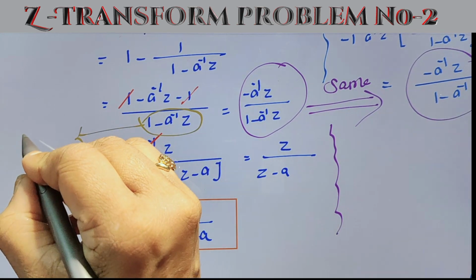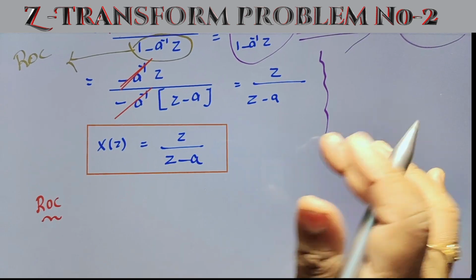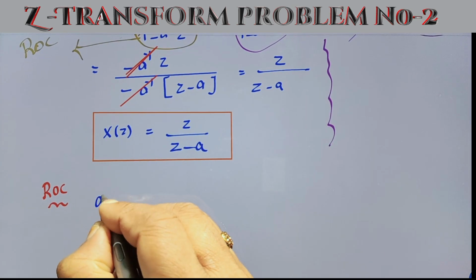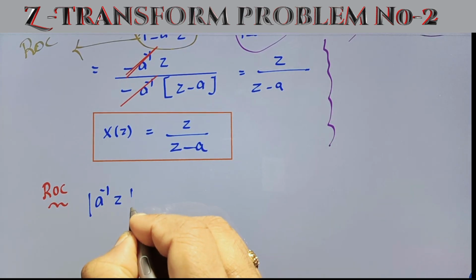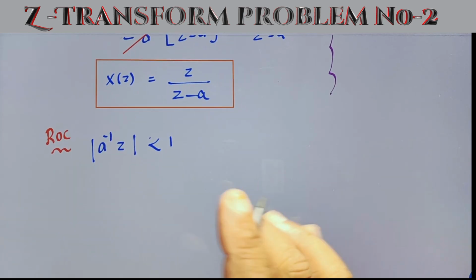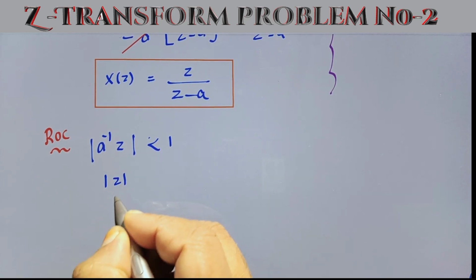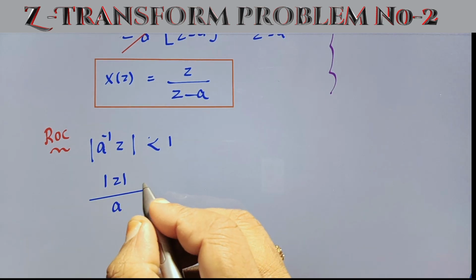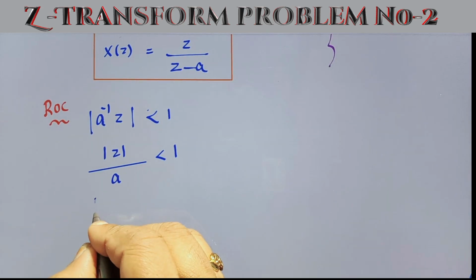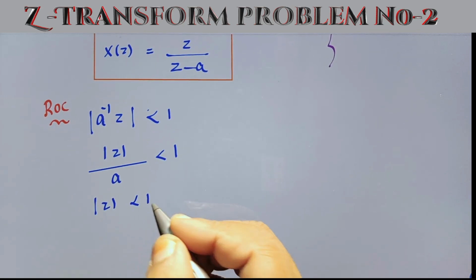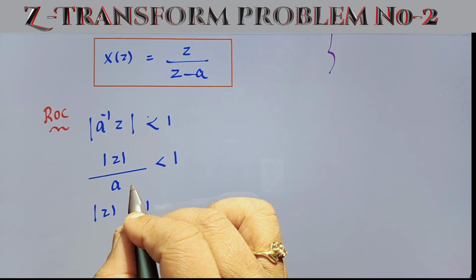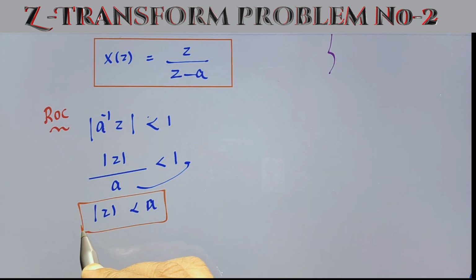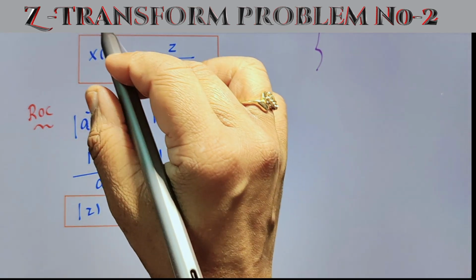1 minus a term for ROC. Okay, so take the term 1 minus the term a inverse z. So, modulus of a inverse z less than 1. So modulus of z divided by a inverse can be written as 1 by a, right? So less than 1. So modulus of z less than 1 by a. This is for ROC. Then draw the ROC plot or diagram.